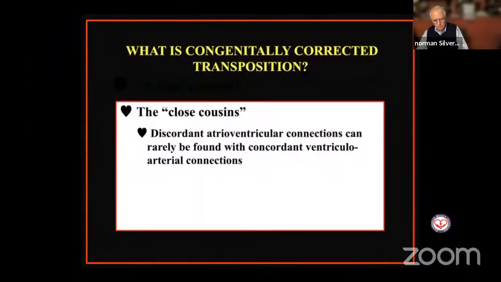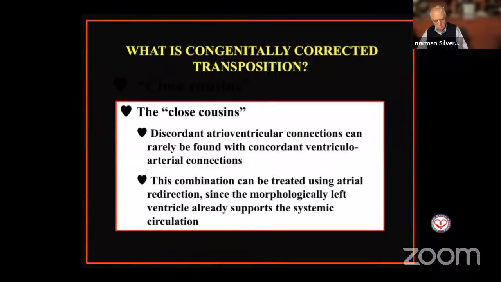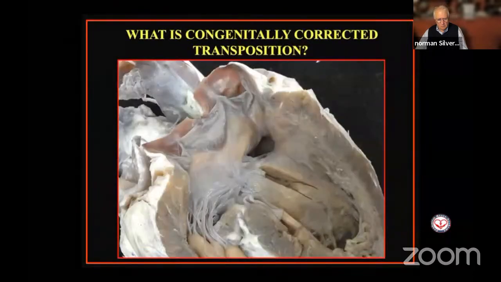So you've seen one of the close cousins, but very rarely discordant atrioventricular connections can be found with concordant ventricular arterial connections. And it's very important to recognize this combination, since in this situation the surgeon can use atrial redirection, because already the morphologically left ventricle will be supporting the systemic circulation. And we're going to show you pictures of an example of this again from the archive, the Idris archive at Lurie Children's Hospital in Chicago.